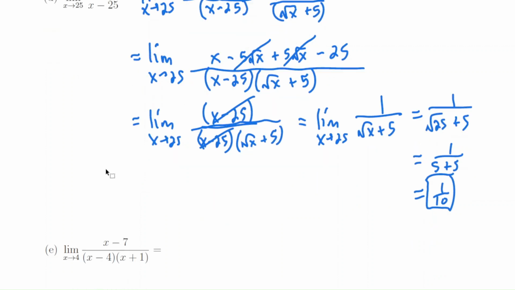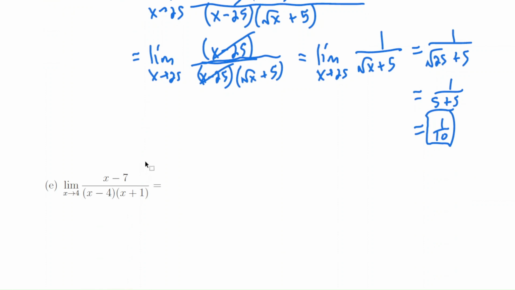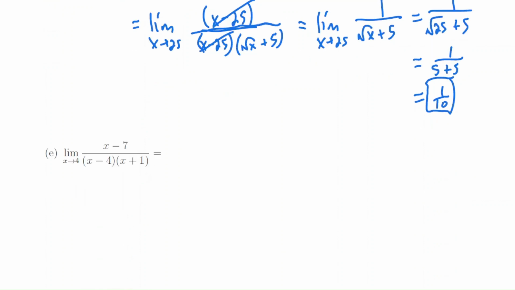Okay, now let's do this as our last example. What about the limit as x approaches 4 of (x minus 7) over (x minus 4)(x plus 1)? Well, this is a rational function, right? We have a polynomial divided by a polynomial. If we FOILed that out, that'd be a polynomial. Well, notice if we plug in 4, we get a 0 in the bottom, and we actually don't get a 0 up here. Well, if we get a 0 down here and not a 0 up there, then the limit can't exist. The limit does not exist.